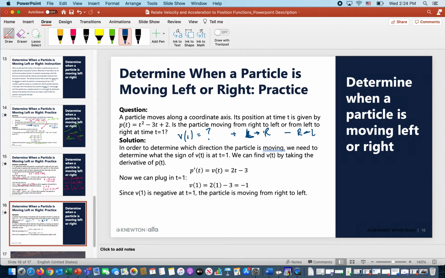I like showing left with the arrow pointing from right to left. So in this one, right, we find the derivative, 2t minus 3. The velocity at 1 is just going to be 2 minus 3.